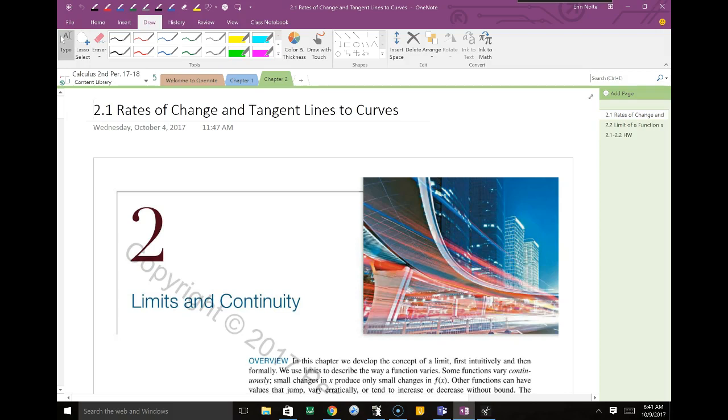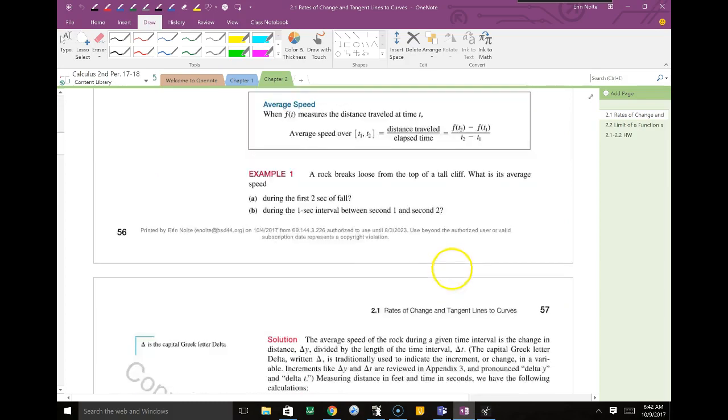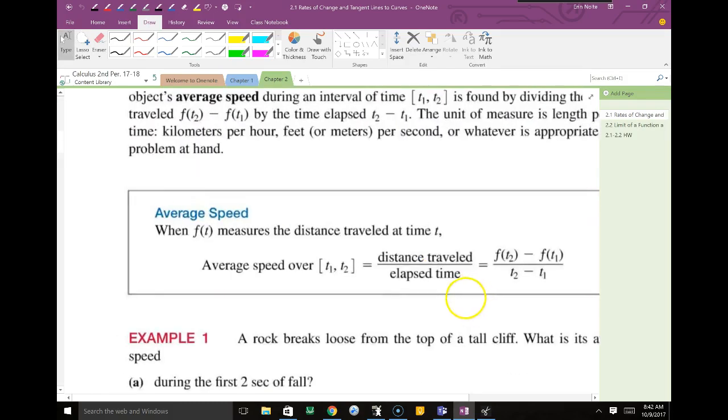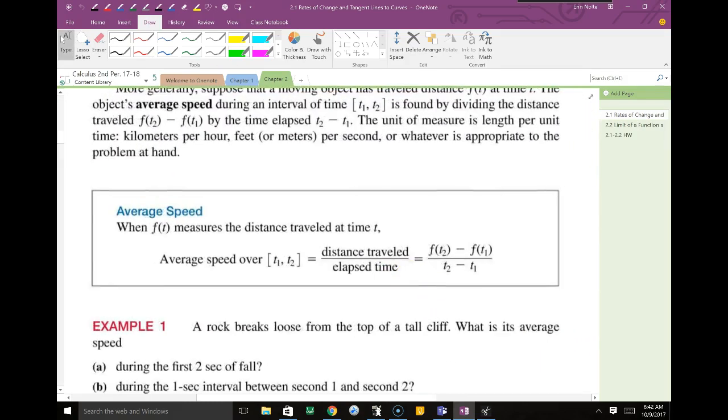Okay, so have you guys heard of rates of change before? Yeah. Where have you heard that before? In terms of last year? Do you remember what it referred to? Okay. Well, let's start with the basics. Have you guys ever heard of average speed? Yeah.